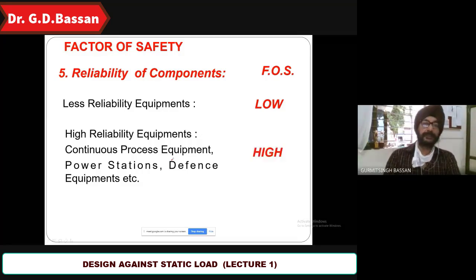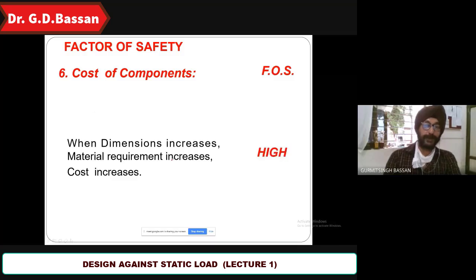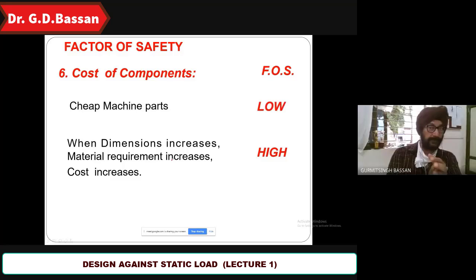Then the sixth is the cost of the component. If it is a cheap machine part, or it is very cheap to replace the part, then the factor of safety is low. And when the part is costly, when the dimension is more, the material requirement is more, and so the cost is also more. So in that condition, the factor of safety is high.